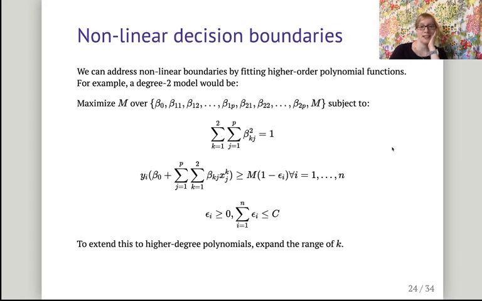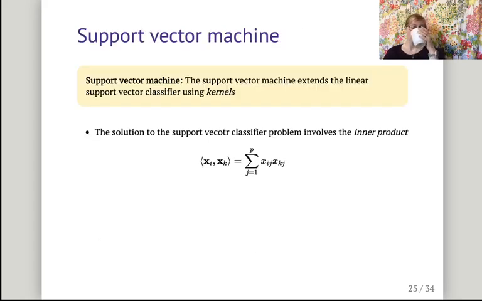To extend this to even higher degree polynomials, expand the range of k. So here we have k being just a squared term. There's no reason we couldn't use a cubed, quadratic, and so on. But there is a downside. Eventually, this model is just going to get too complex for us to work with. So the solution is to extend this linear support vector classifier using a different technique, using kernels.